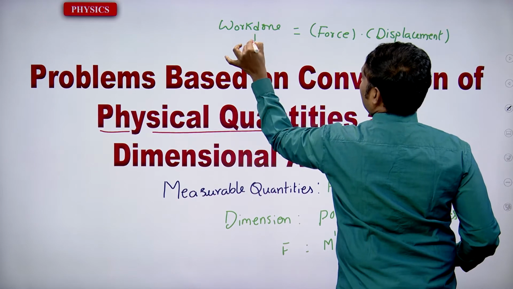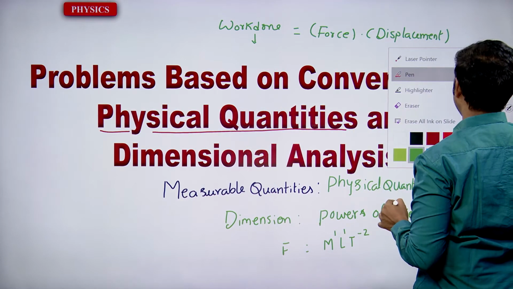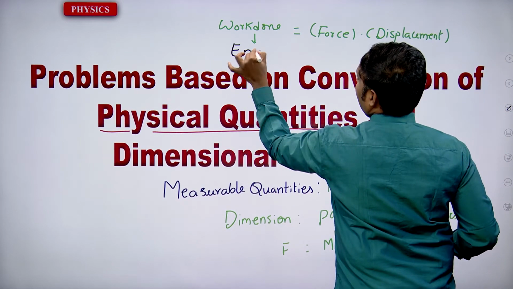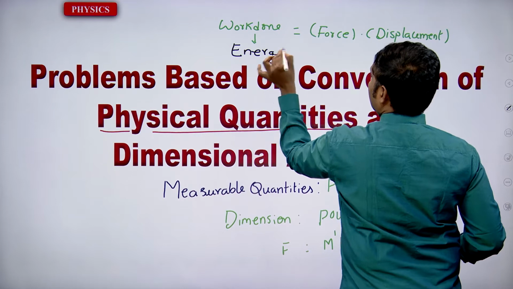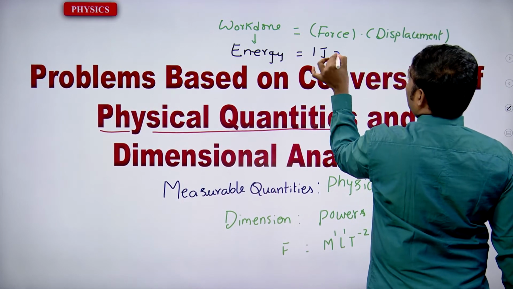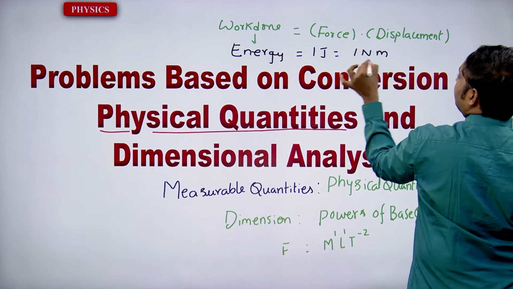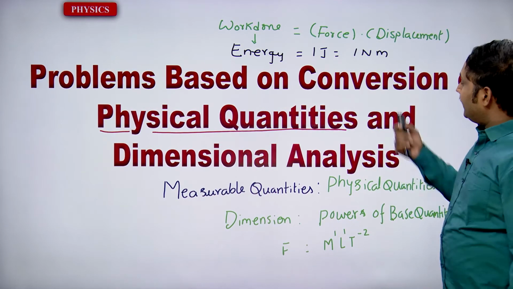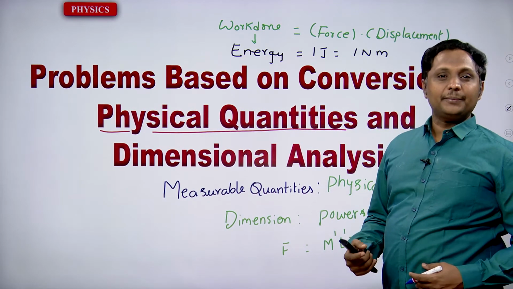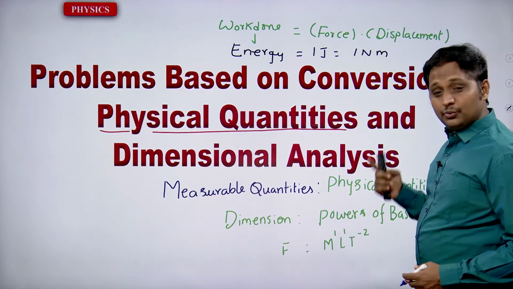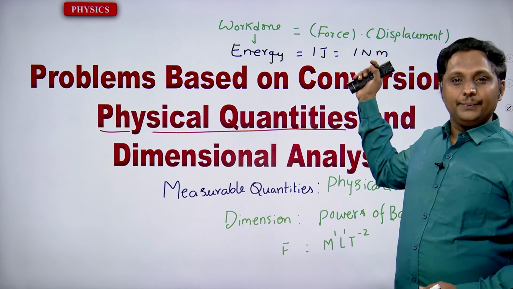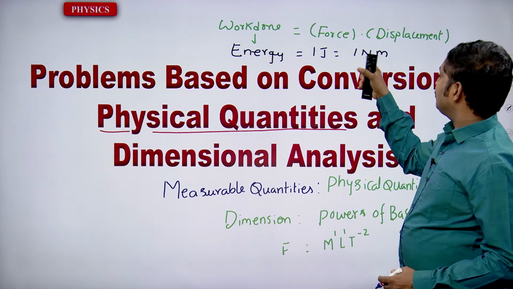So work done is equal to energy. This is going to be energy. So you can get 1 joule is equal to 1 Newton meter. It's very clear. The joule is going to be the SI unit for the representation of energy, and it has been expressed in terms of units, that is Newton meter.